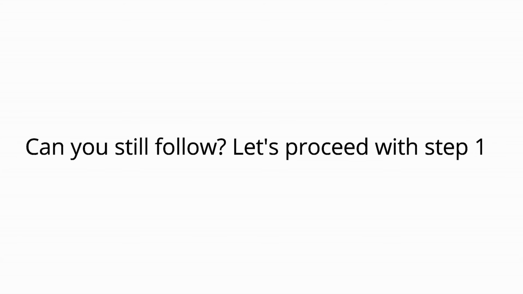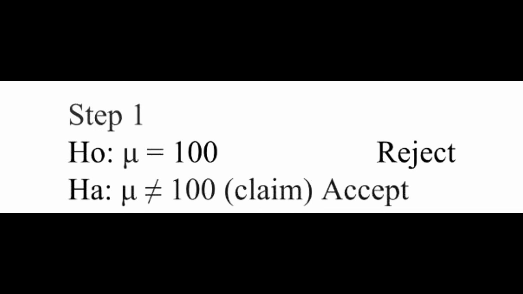Let's proceed with step 1. Step 1 is to write the null hypothesis, which is represented by H0. It is what's being asked in the question. Since it's not asking which is greater than or less than, we'll use the equal sign. Therefore, mu is equal to 100. We also have to find the HA, or the alternative hypothesis. It's the opposite of H0, so mu would be not equal to 100.